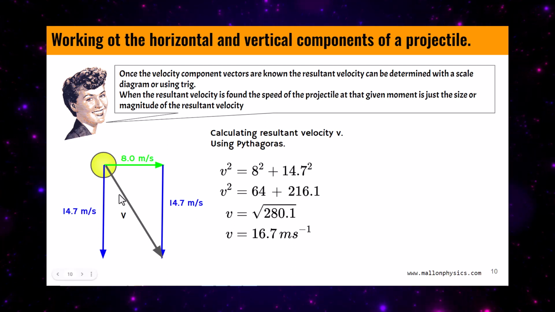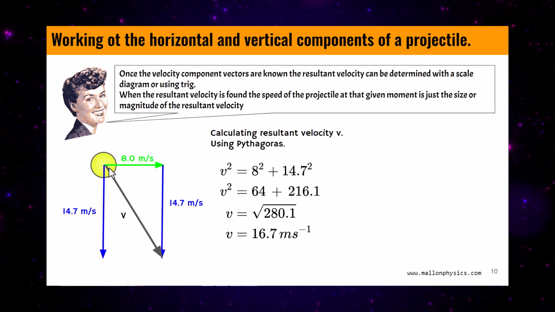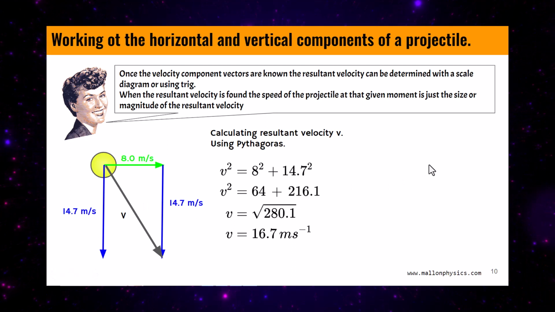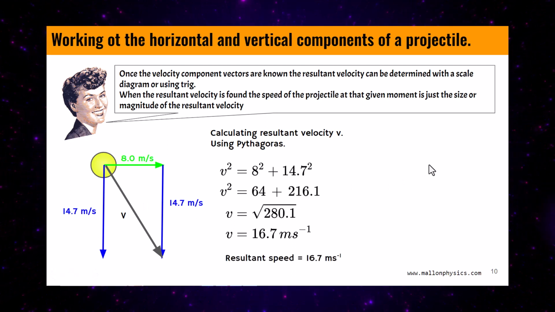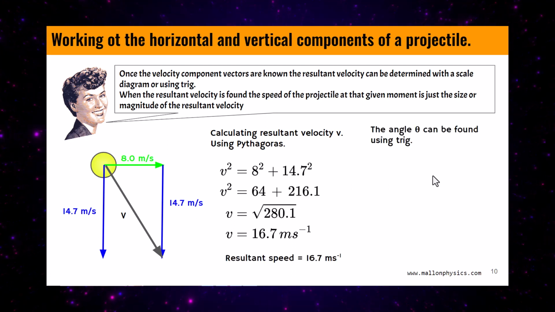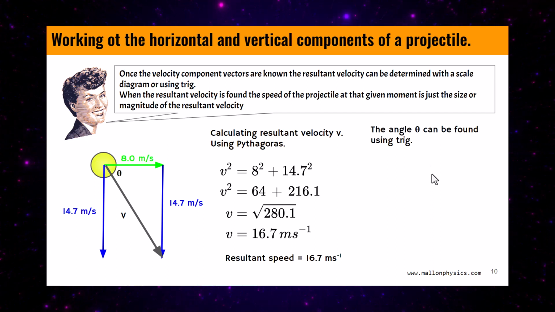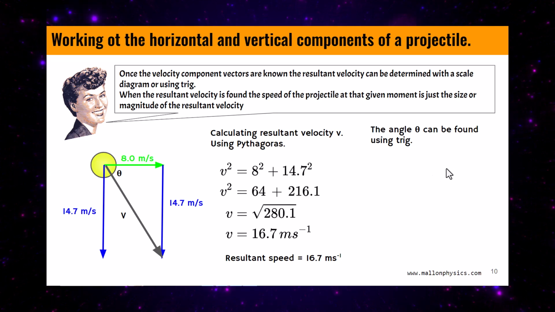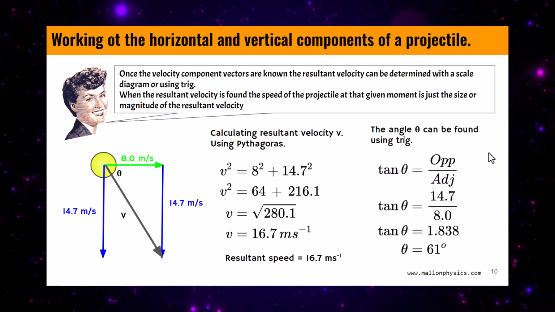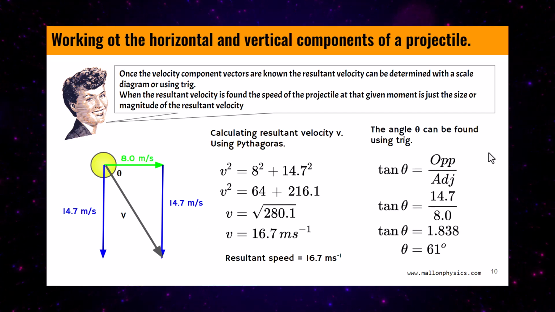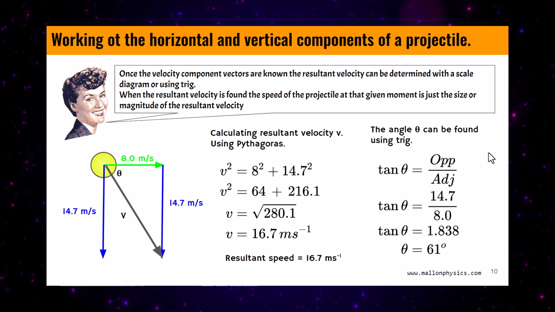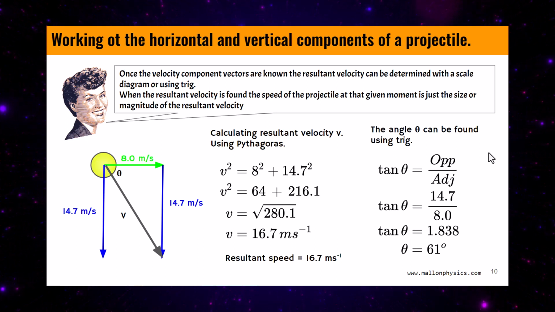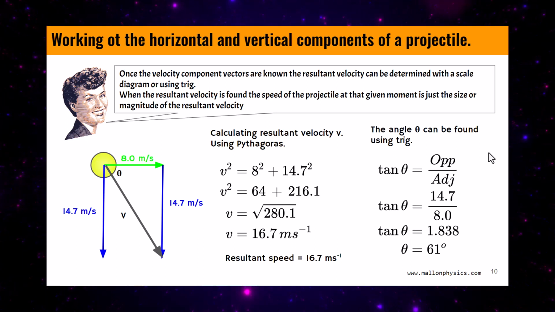But we still have to find the direction which the ball is going in. And we can easily do that by putting in the angle below the horizontal, and that would be that angle there. So we can put in the angle like that and just find what that angle is. And once again, that's trigonometry work. So we can say that the tan of that angle is the opposite over adjacent. So tan is going to be the opposite side, 14.7, divided by the adjacent, 8 metres per second. And we get an angle of 61 degrees.